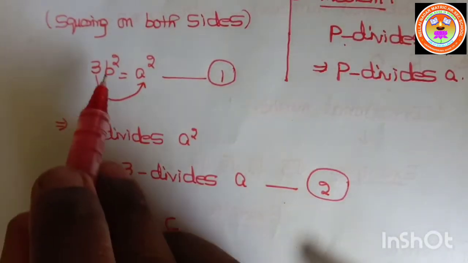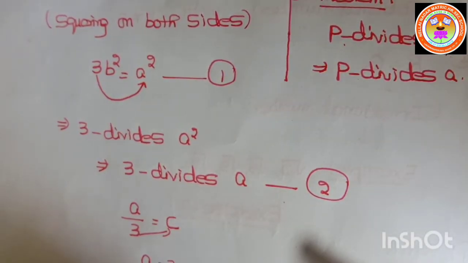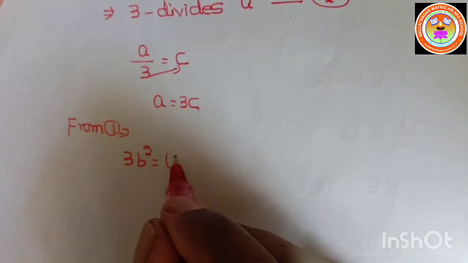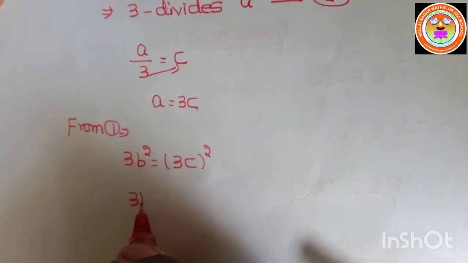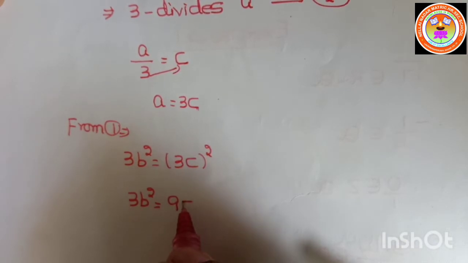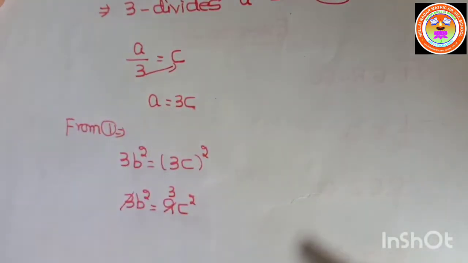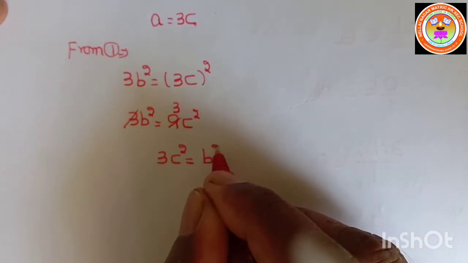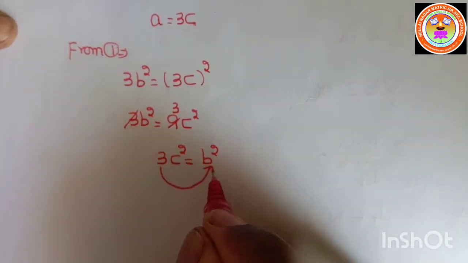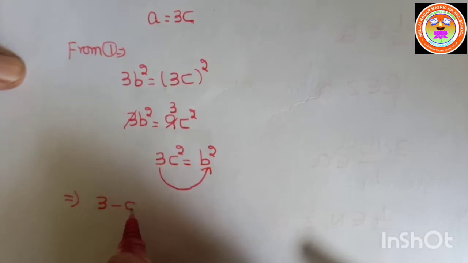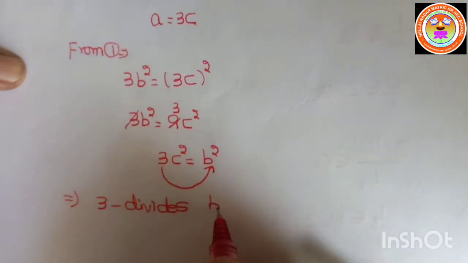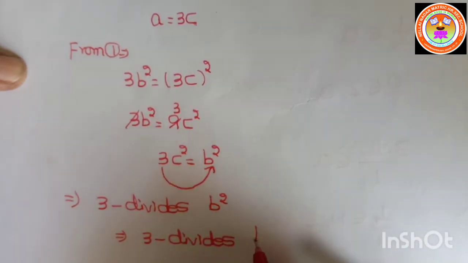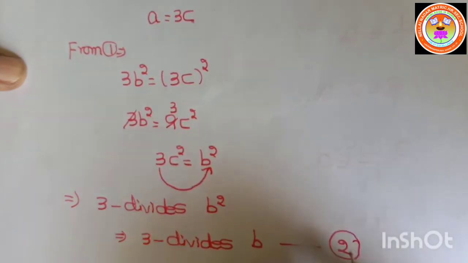Substitute in equation number 1. From 1, 3 b square equals a square. 3 b square equals 3c the whole square. 3 b square equals 3c into 3c, 9 c square. Now 3 c square equals b square. So 3 divides b square. Applying the theorem, 3 divides b. Take it as equation number 3.